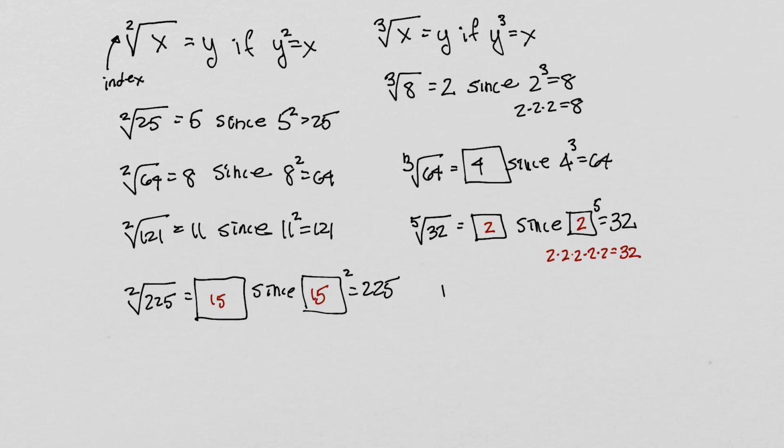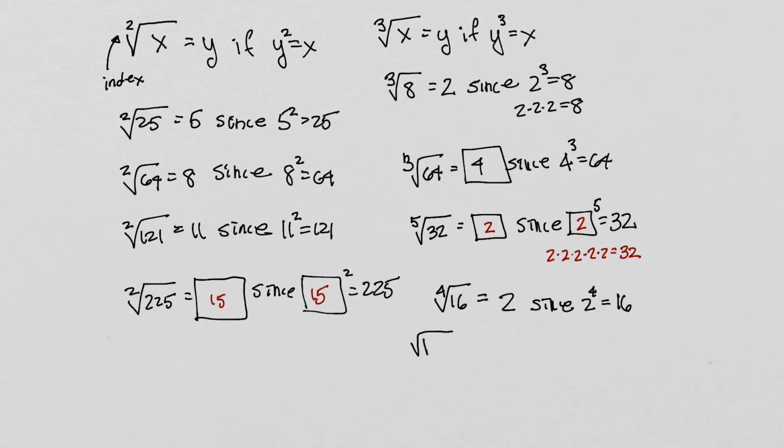Think you can see what this one is? What would the fourth root of 16 be? Now be careful. It's not the square root of 16. The square root of 16 is 4. We're looking for the fourth root of 16. So I'm going to say that the fourth root of 16 is 2. And I think so because 2 to the fourth is 2 times 2 is 4, times 2 is 8, times 2 is 16.